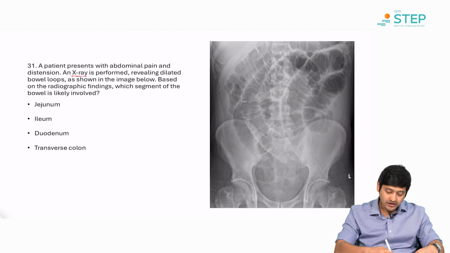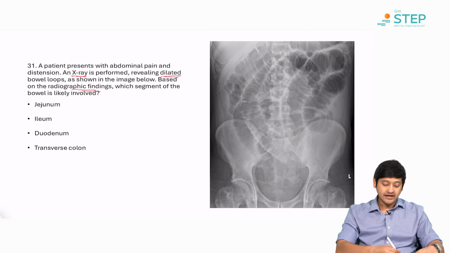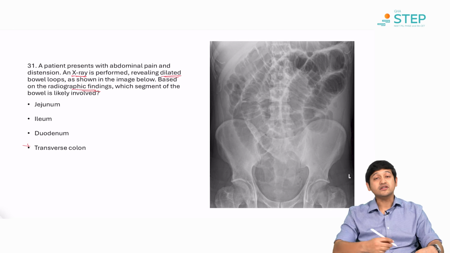An X-ray is performed, revealing multiple dilated bowel loops. So based on the radiographic findings, which segment of the bowel is involved? Is it the jejunum, the ileum, the duodenum, or the transverse colon?